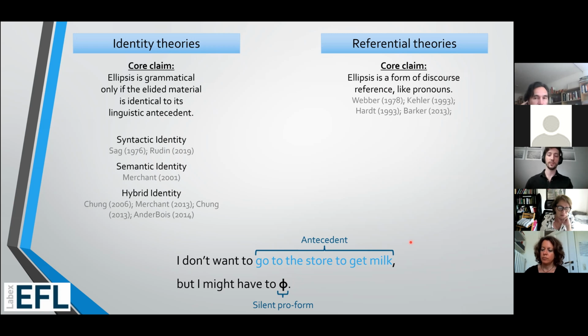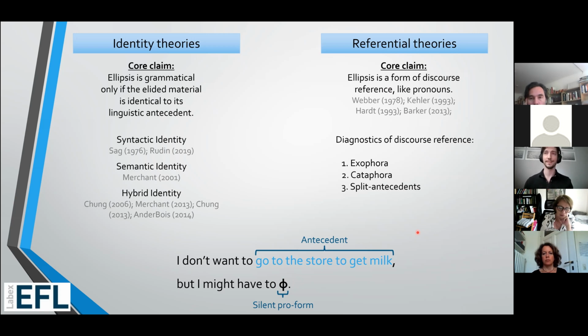And support for referential theories comes from the fact that ellipsis patterns similarly to other referential devices in that it exhibits certain diagnostic properties. So for example, ellipsis can be used exophorically, can be used cataphorically, can have split antecedents, multiple antecedents, non-local antecedents that go several sentences back in some cases. It can yield floppy interpretations, and it can point to inferred reference. And if some of those terms don't mean anything to you, that's okay. For today's purposes, we're just going to be focusing on this last part, the inferred reference part, right?